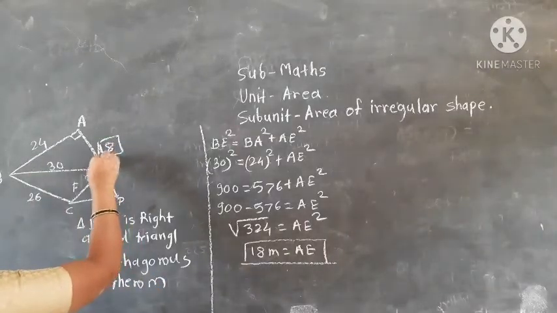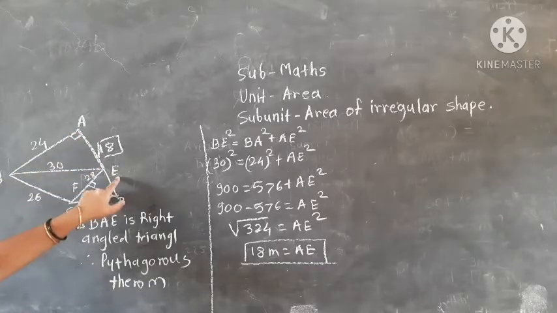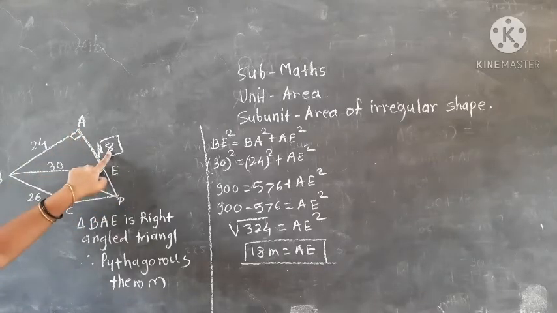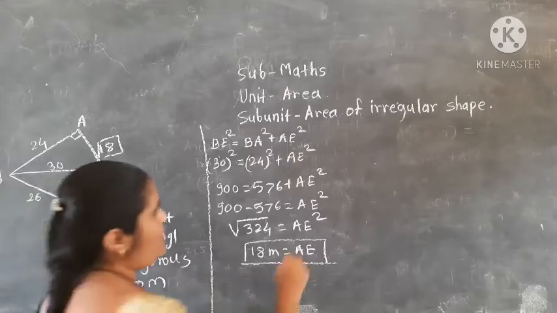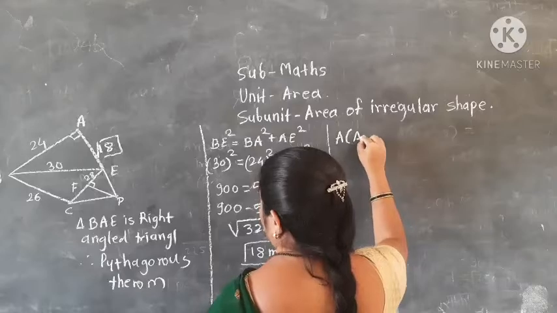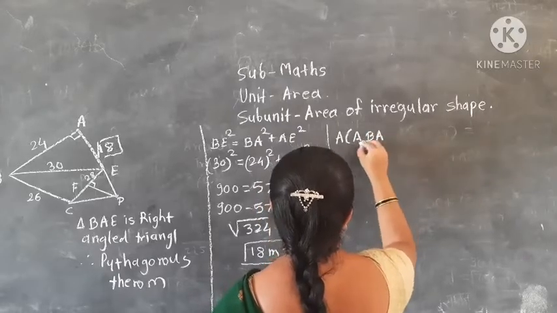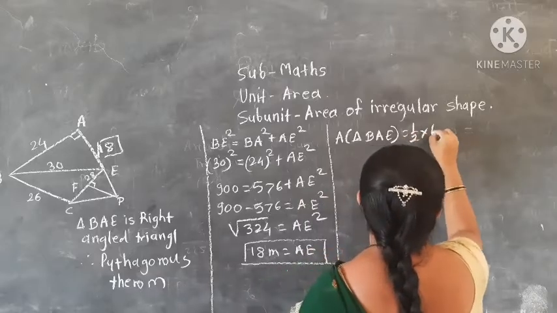Now find out the area of triangle BAE. In that AE is a base, which we have already calculated, that is 18 meter, and AB is a height of the triangle. So for calculating area of triangle BAE is equal to 1/2 into base into height.